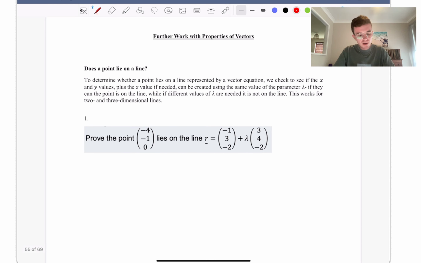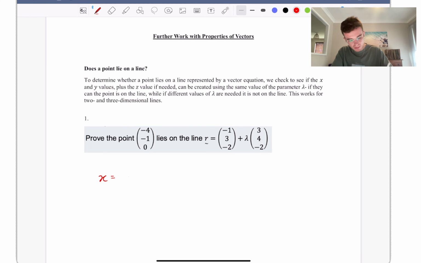So first of all, does a point lie on a line? To determine whether a point lies on a line, we can check to see whether x, y, and z values, or just x and y if needed, can be created using the same parameter of lambda. So let's parameterize this equation.